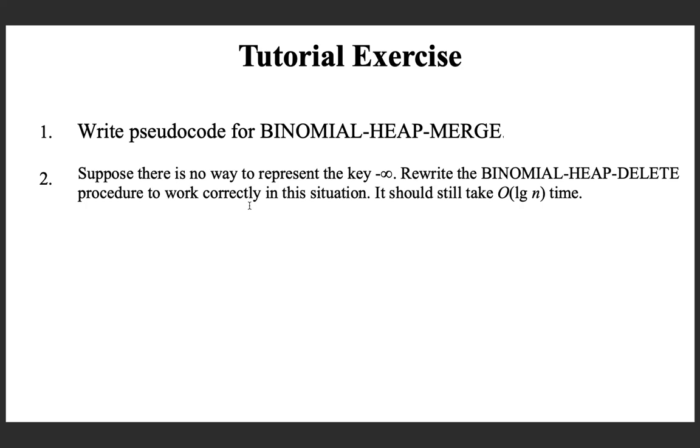Okay, and you should still take log n time. That's very important. So you should come up with a procedure to delete a node, assuming that negative infinity is not possible to be represented, and you should get a procedure which completes its operation within log n time, where n is the total number of nodes in the binomial heap.